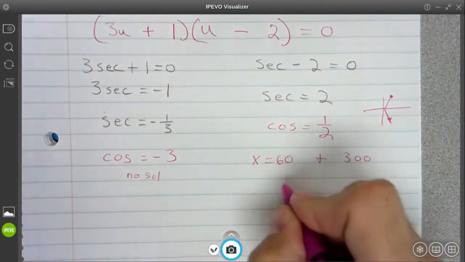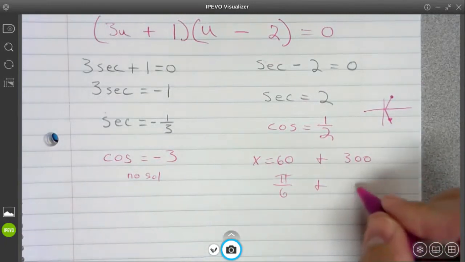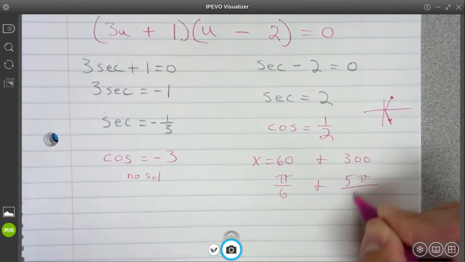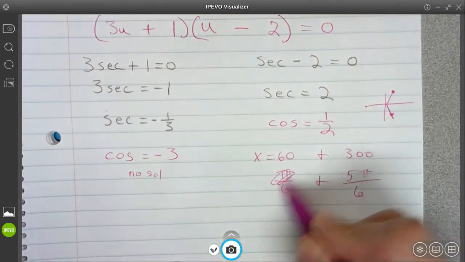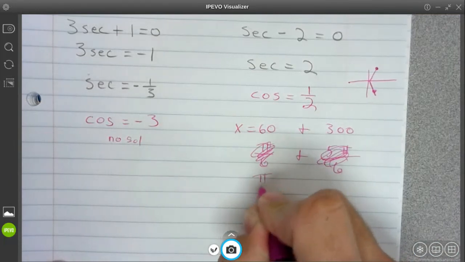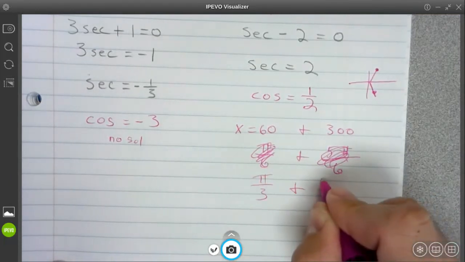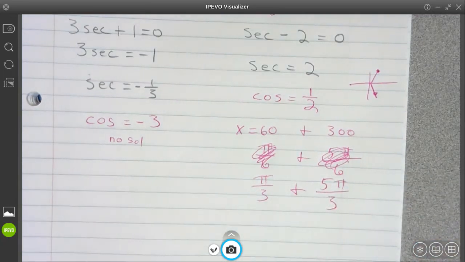If we were answering in radians, we'd say pi over 6 and 5 pi over 6. No. Make these 6's a 3. Gosh, that was embarrassing. I'm sorry, guys. Pi over 3 and 5 pi over 3. Whew, that's better.